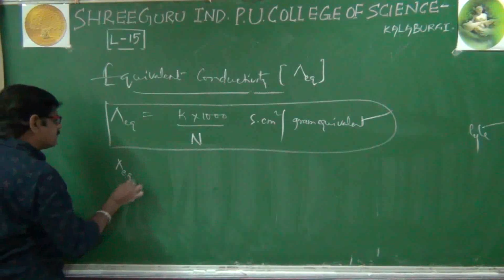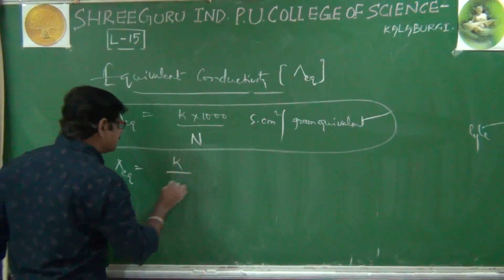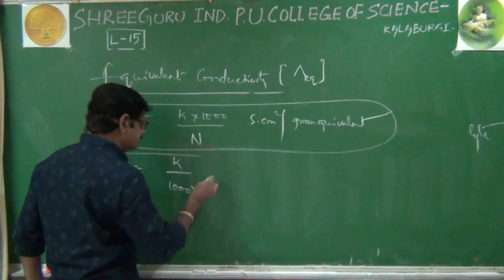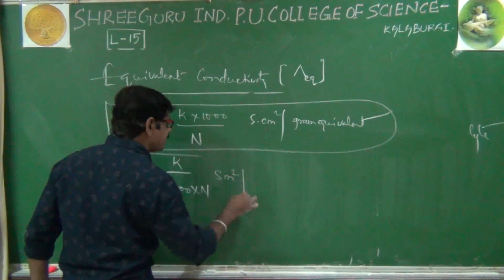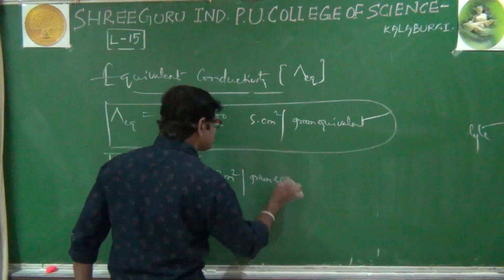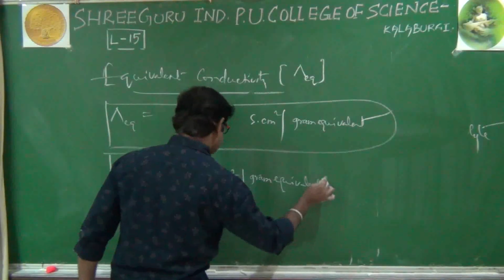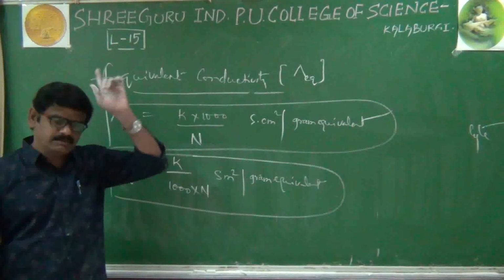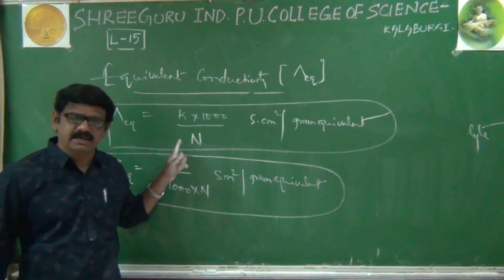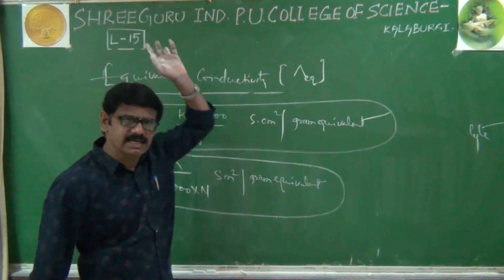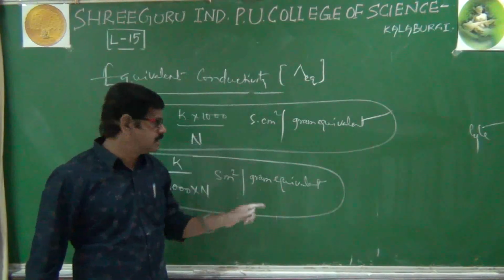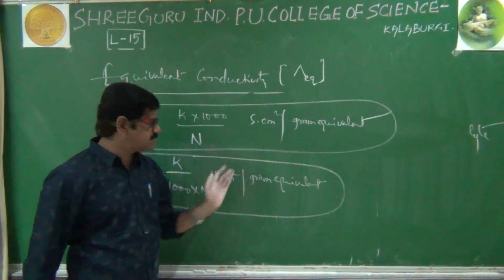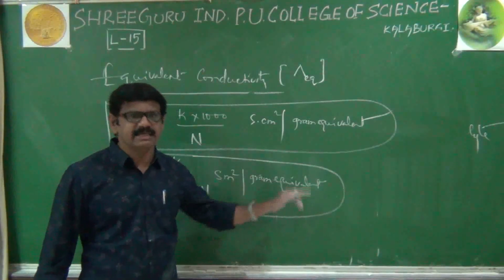Next, same lambda equivalent is equal to K divided by 1000 into N, again units are Siemens meter square per gram equivalent. That's it. There, the molarity term was used. Here we are using the normality term. Their units are Siemens centimeter square per mole. Here units are Siemens centimeter square per equivalent in the CGS system, or Siemens meter square per equivalent in the SI system.